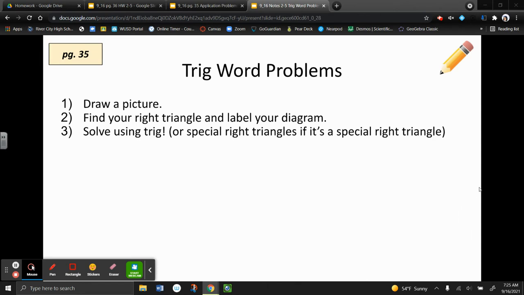All right, so now in this lesson, we're going to talk about trig word problems. When we're doing trig word problems, we need to draw a picture, find our right triangle and label our diagram. Then we're going to solve using trig or inverse trig, or we can use special right triangles if it happens to be a special right triangle.